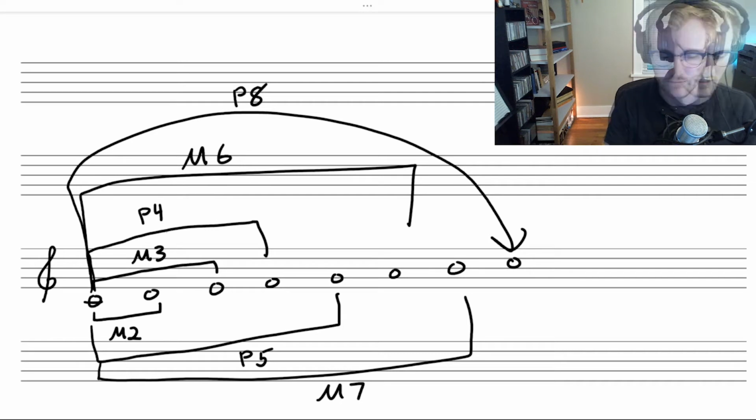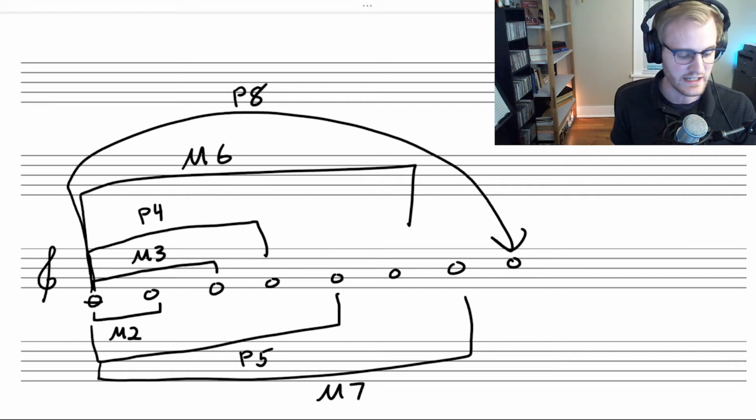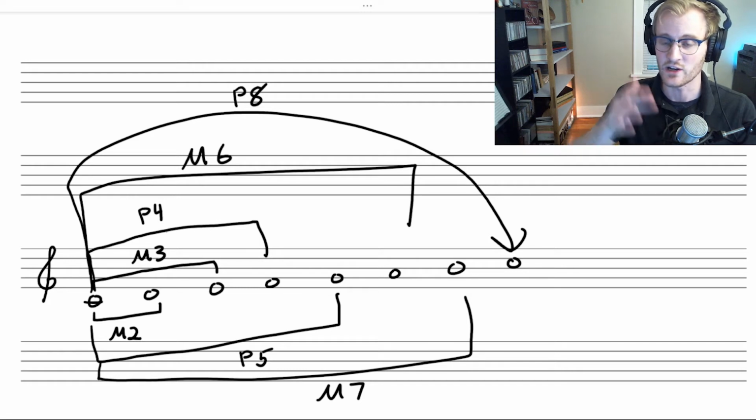And if we play them, it sounds like such. So from C to D is our major second. From C to E is our major third. From C to F is our perfect fourth. From C to G is our perfect fifth. C to A, major sixth. And C to B, our major seventh. And then finally, C going back up to C is our octave or perfect octave.